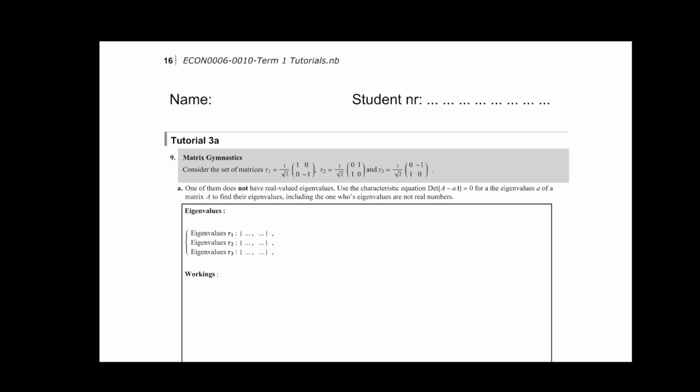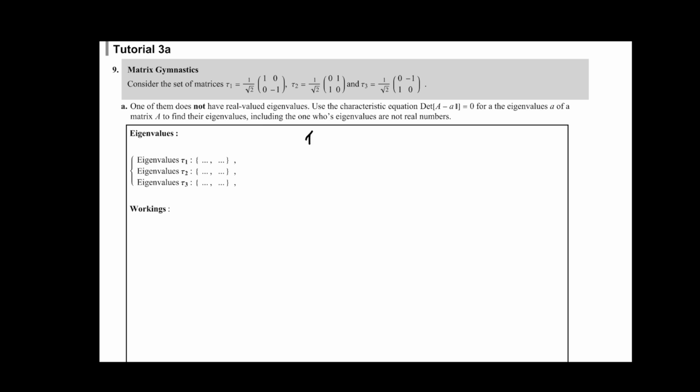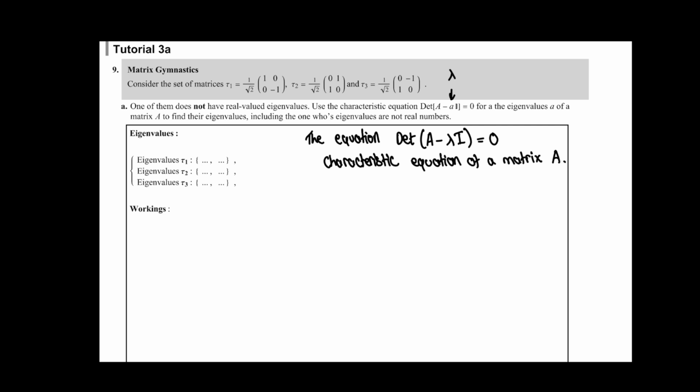Use the characteristic equation det(A minus lambda I) equal to 0 to find their eigenvalues, including the one whose eigenvalues are not real numbers. So to do this question, we need to use the equation det(A minus lambda I) is equal to 0. This equation is the characteristic equation of a matrix A. The solutions to the characteristic equation are the eigenvalues of A.